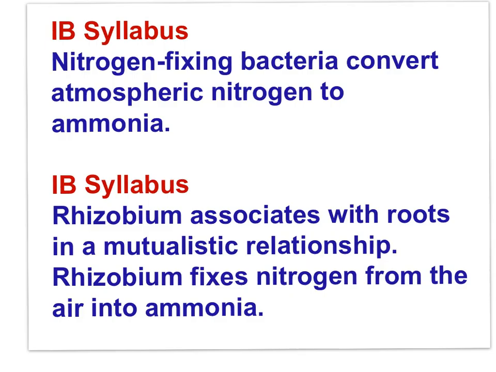Here are two relevant IB syllabus statements. Nitrogen-fixing bacteria convert atmospheric nitrogen to ammonia. Rhizobium associates with roots in a mutualistic relationship. Rhizobium fixes nitrogen from the air into ammonia.